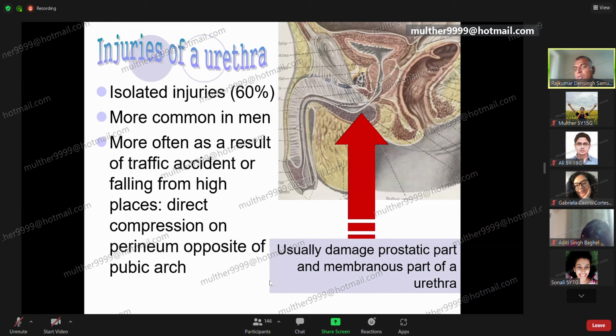Here, if it is going to be urethral damage, what can happen? The patient will have the feeling to urinate, but he cannot urinate. Maybe hematuria can be present here. And on ultrasound, what happened? The urinary bladder is full and he cannot urinate actually.